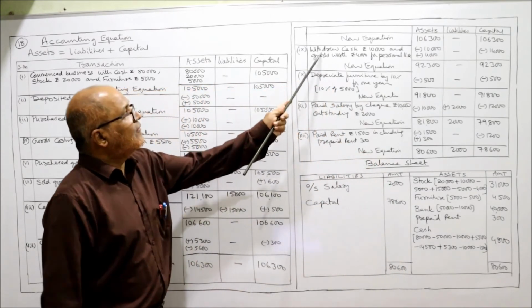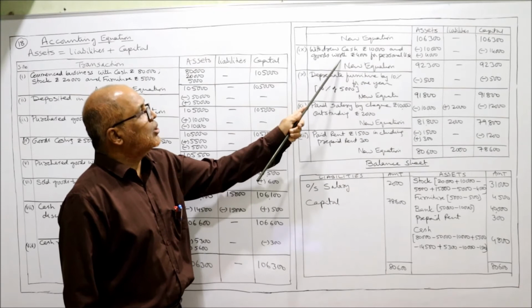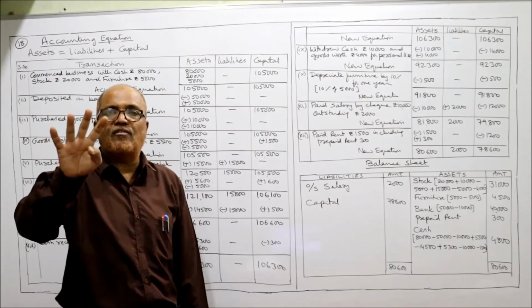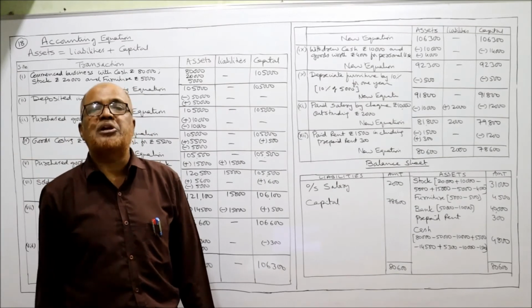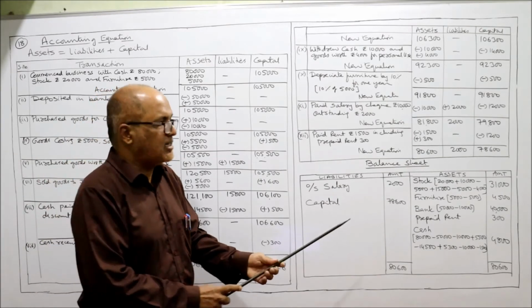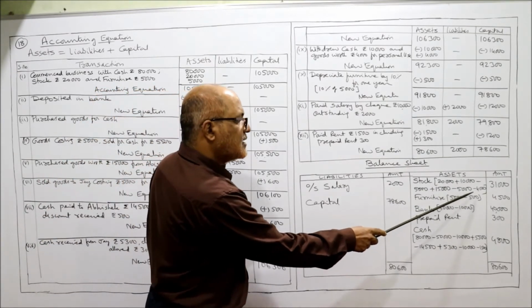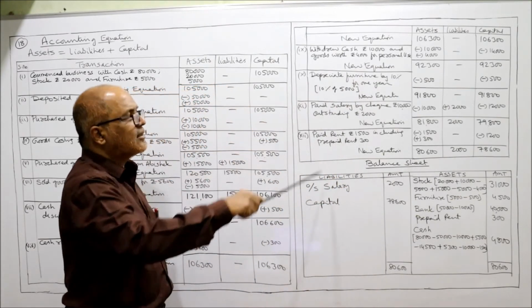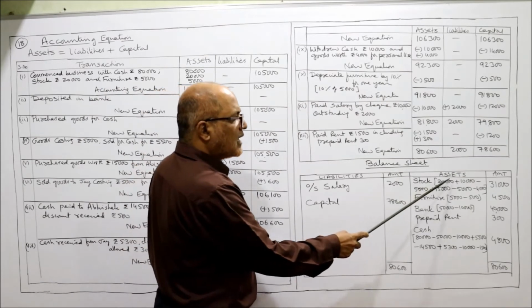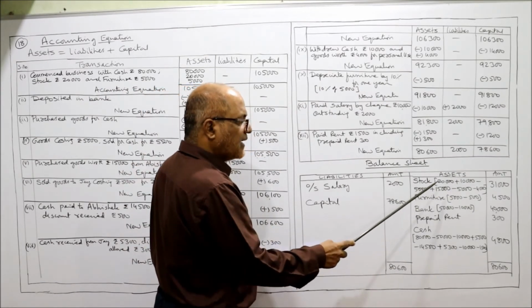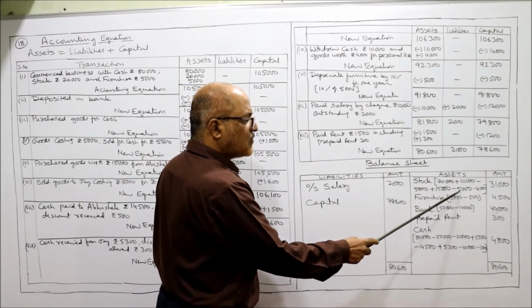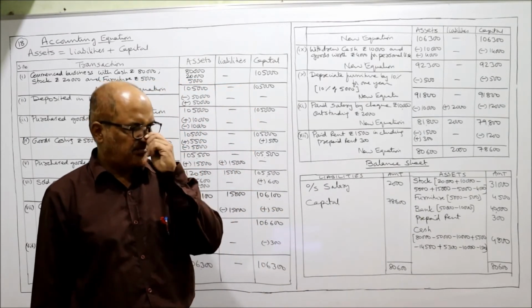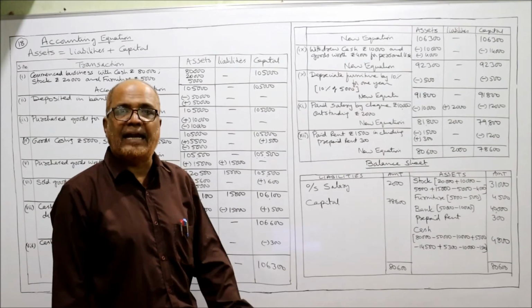Next comes to here. Withdrew cash 10,000 and goods worth rupees 4,000 for personal use. So 4,000 rupees of goods have been taken by the owner for personal use. So 4,000 decrease. So minus 4,000. That's it. Over. No other goods are there. So 20,000 plus 10,000 minus 5,000 plus 15,000 minus 5,000 minus 4,000. 31,000 rupees is the stock. Is the value of stock at the end.